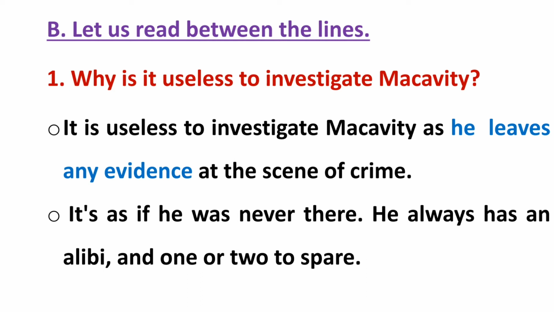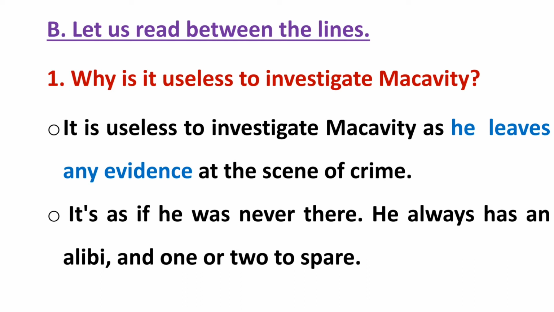Look at the first point. It is useless to investigate Mccavity as he leaves no evidence at the scene of the crime. So he doesn't leave any evidence at the spot. When the police or other people start to investigate, they couldn't get any evidence from the place. So this is the first point. Look at the second one. It is as if he was never there. So with the help of proofs, he could claim that he was not in the particular place.